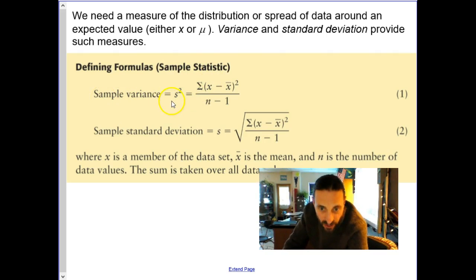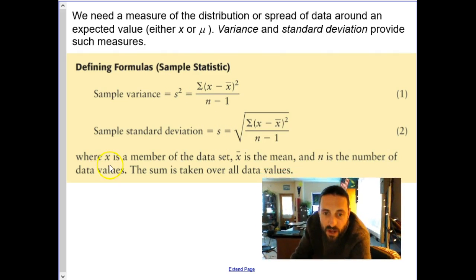So sample variance is lowercase s squared. And here's how you do it. I'm going to walk you through it, and if you want to pause the video, you can. Really, all you need to know is how to do one, but getting both won't hurt. You'll notice these two things are exactly the same, except for the square root sign. If you take the square root of s squared, you just get s. Okay, what's going on here?